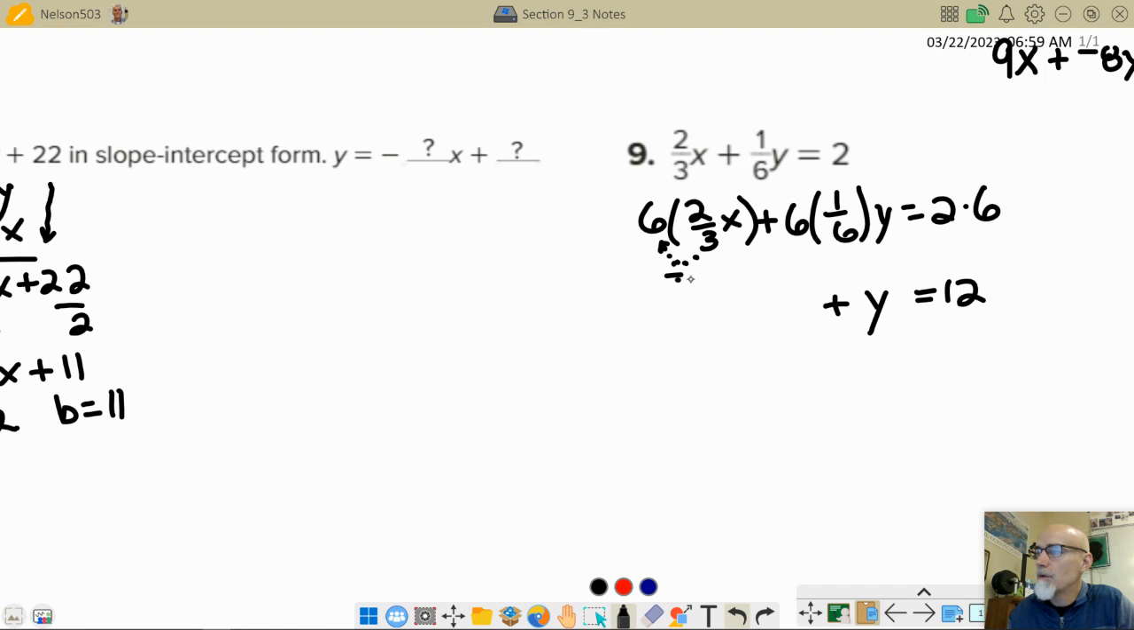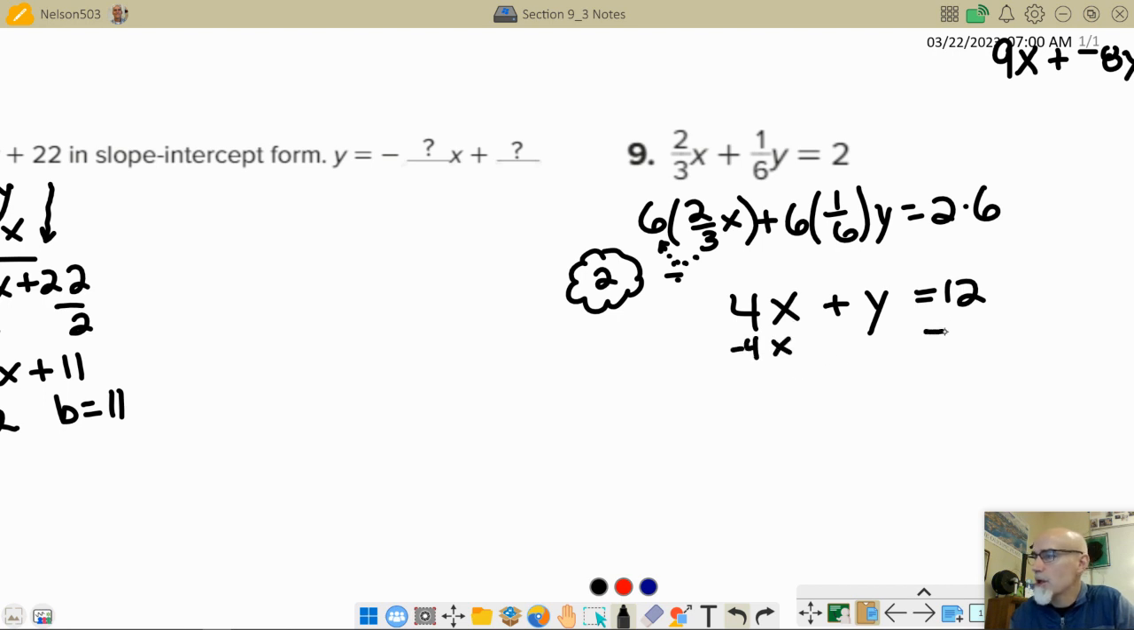I'm doing the division first because it makes numbers smaller, right? 6 divided by 3 is 2. So I got a 2 there. Let me put that in a little thought cloud. That's what's in my brain right now. 6 divided by 3 is 2. 2 times 2 is 4. So I get 4x. Now I've got to move this 4x to the right side of the equation by subtraction, right?